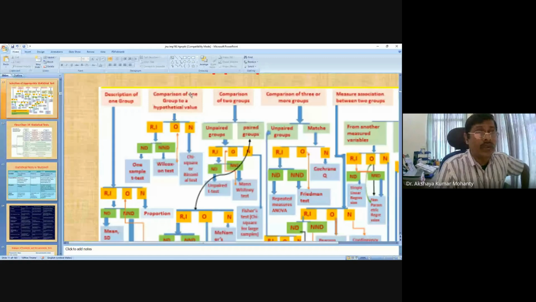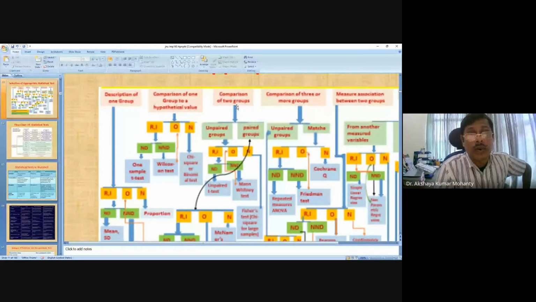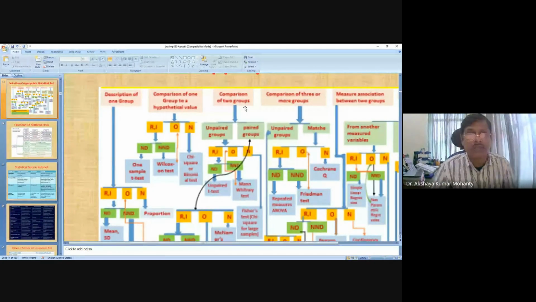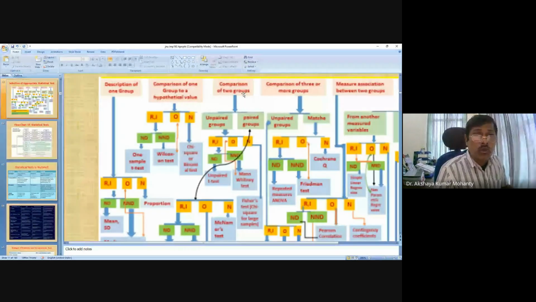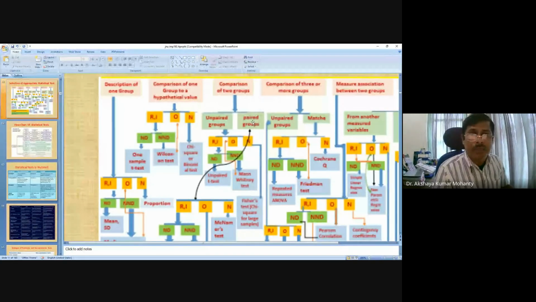Up to this we were with the one-group case. Now we are taking the comparison of two groups. In the previous slide I also told you about one group, two groups, and more than two groups, and now I am telling it in a different way. So in the comparison of two groups, these two groups may be paired or unpaired. Unpaired means unmatched, they are not matched. Paired means matched. This is the way you have to deal with it.